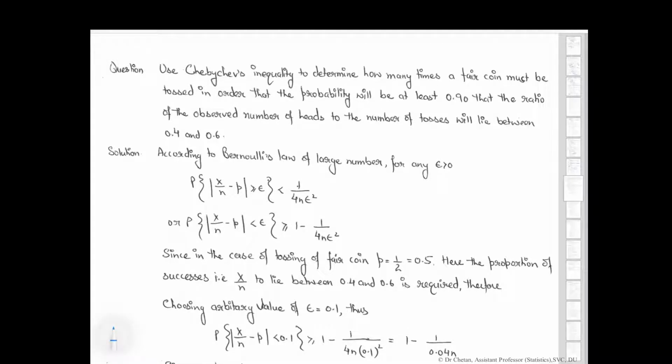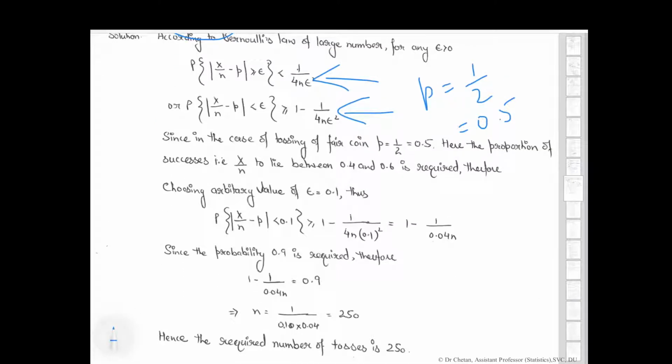Consider another problem. To determine how many fair coin tosses are needed so that the probability is at least 0.9 that the ratio of the observed number of heads to the number of tosses will lie between 0.4 and 0.6. In this situation, we will use Bernoulli's law of large numbers. So according to the definition, we have this quantity and this. Since in the case of tossing a fair coin, the probability p is equal to 1 by 2, which is equal to 0.5.